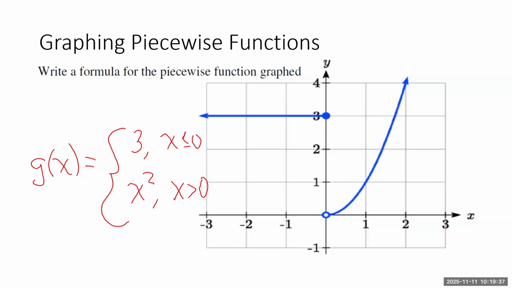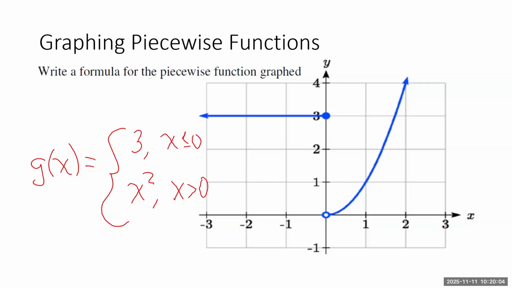Then we have a parabola starting at the origin. Its vertex is at the origin with an open circle, and that parabola is extending all the way to the right. So we need to come up with a piecewise function that models this picture. We'll call this function g of x.